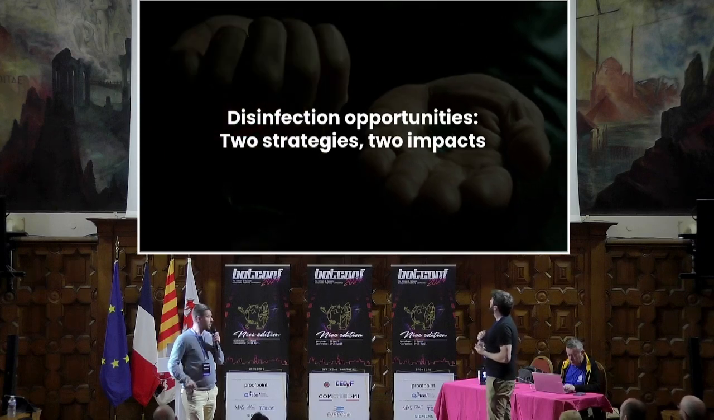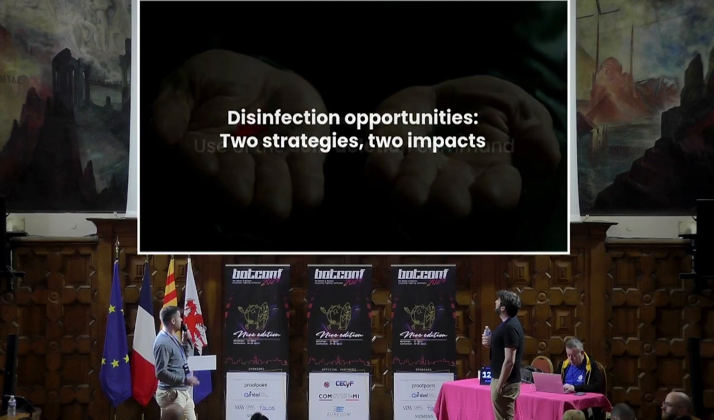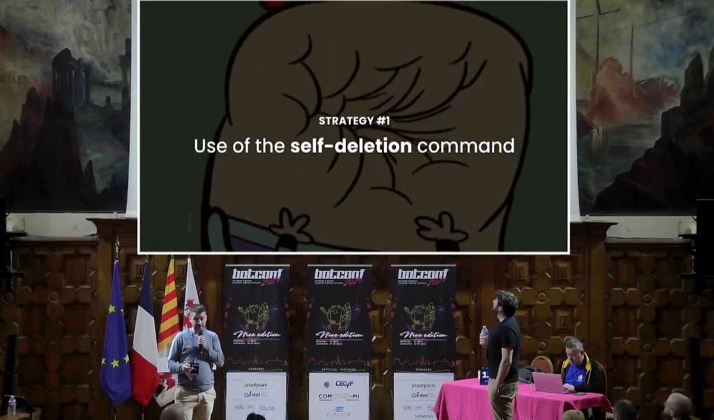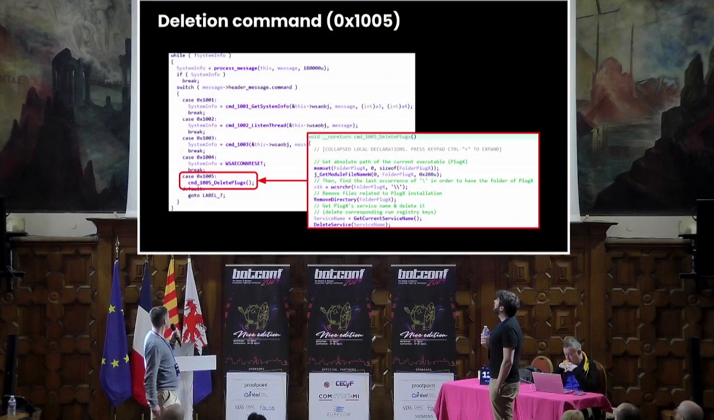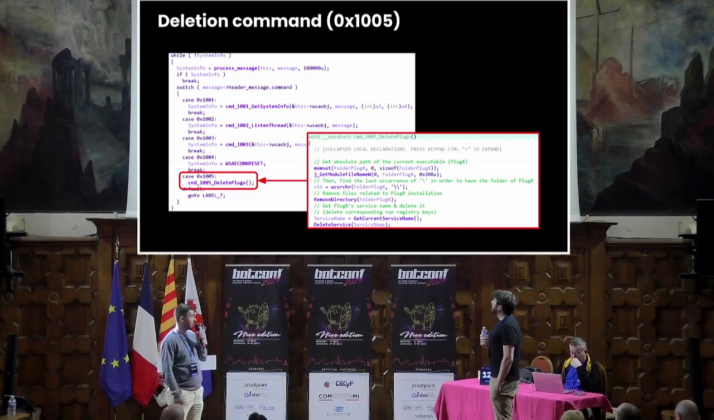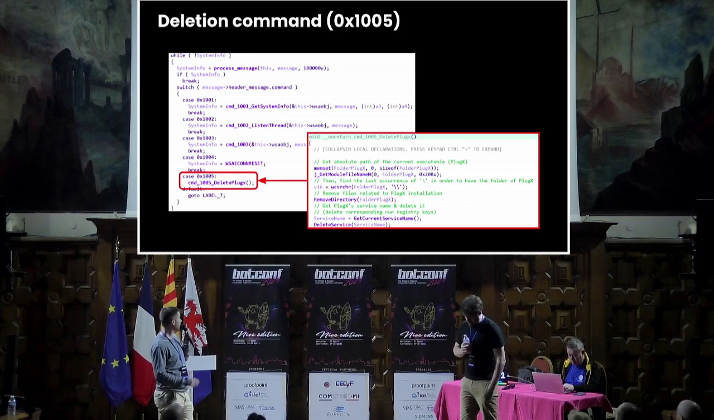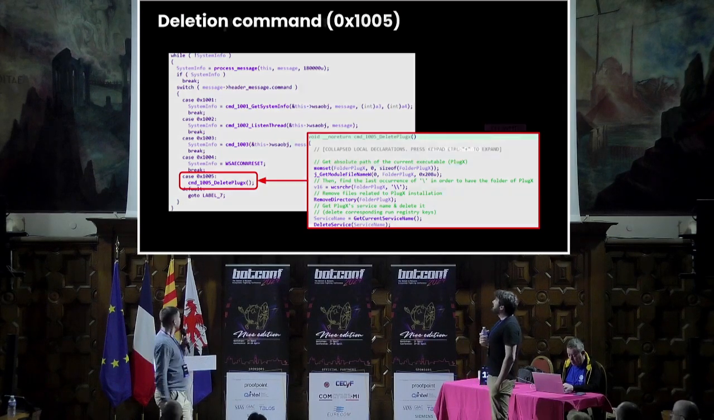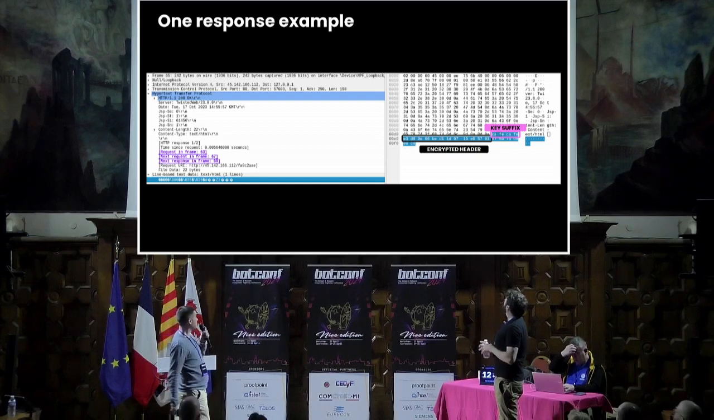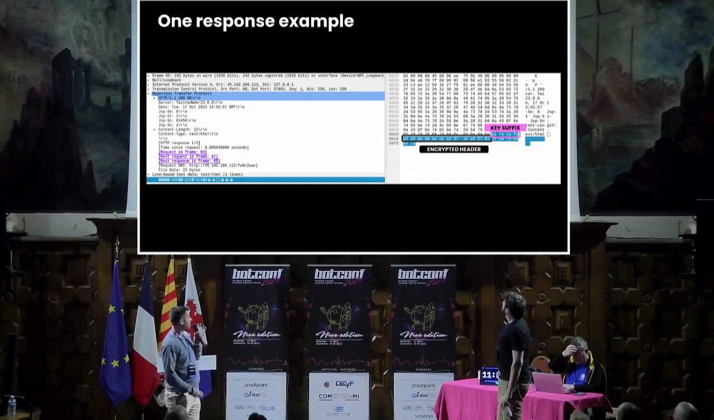So now we can think about a strategy to disinfect the workstation. We have two strategies. The first one is to use a safe deletion command. Here you have the list of the commands, and the last one is interesting, the 10.0.5, because it retrieves the directory of PlugX and the service name, and it deletes all of this. So this is an auto-delete command. And we can try to send it. Here is a capture of our communication. You can see the key suffix, the encrypted header, and the payload.